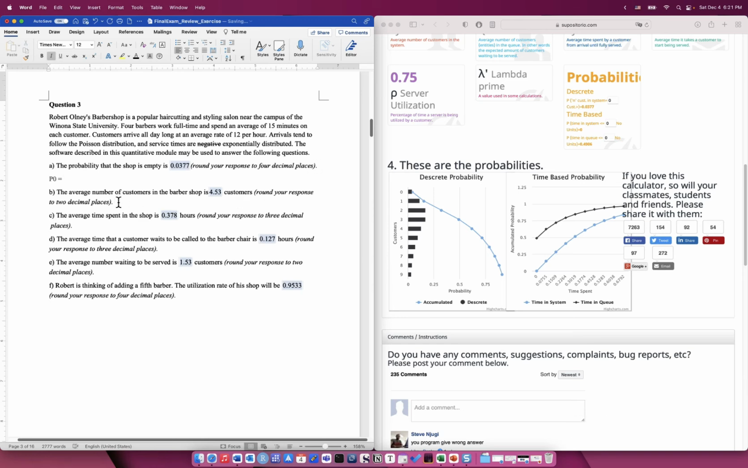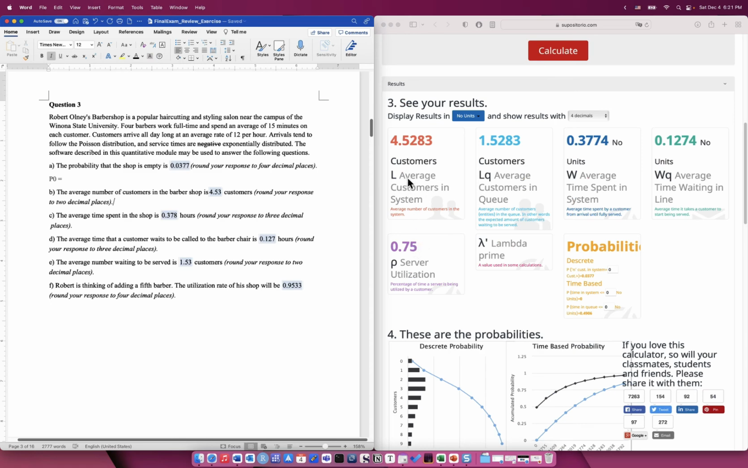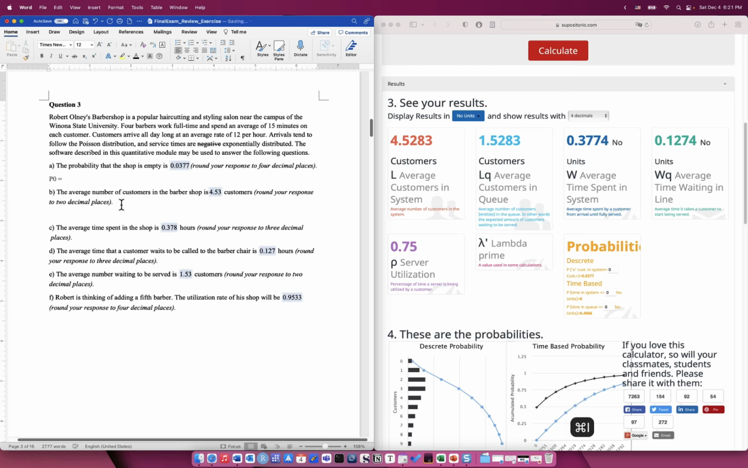And the average number of customers in the barbershop is the average number of units in the system, right? Those who are getting serviced and those who are currently waiting, altogether. So the number of customers in the system is 4.5283. And the average time spent in the shop, let me go back. The average number of customers in the barbershop is the length of the system.